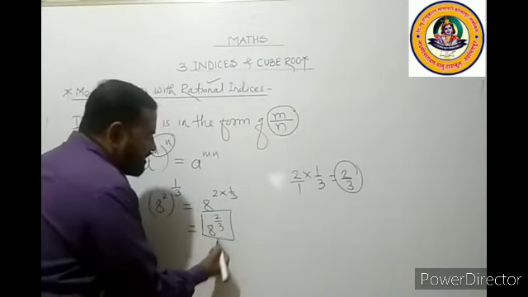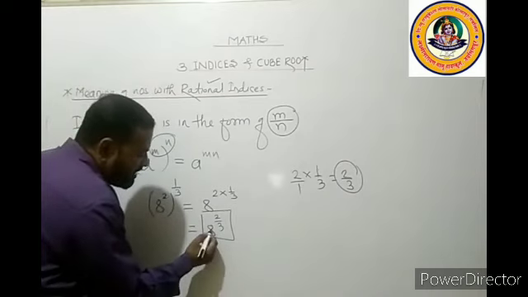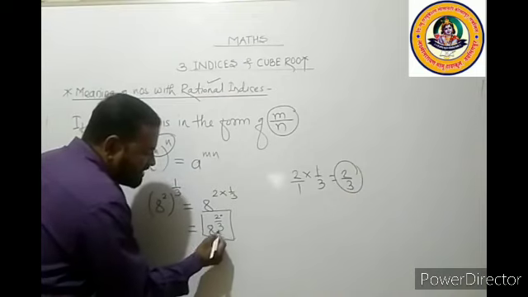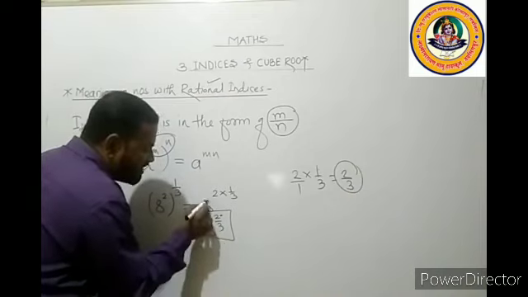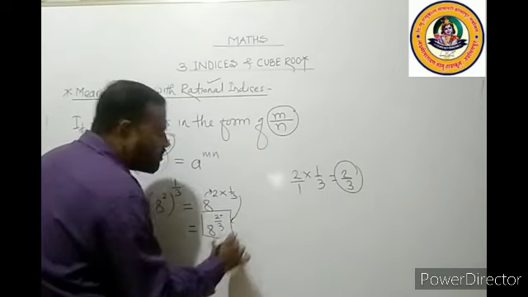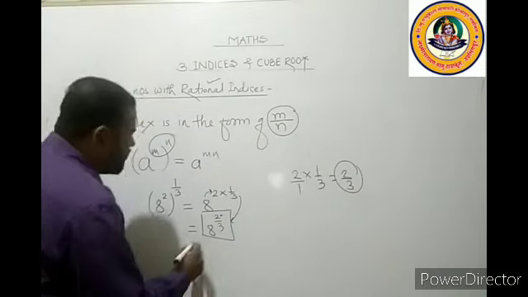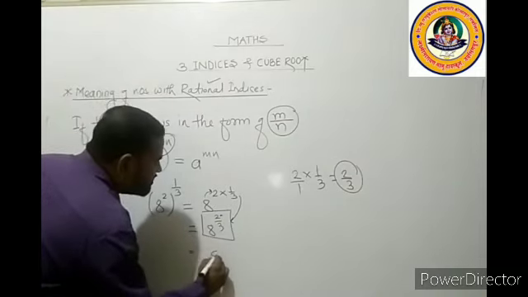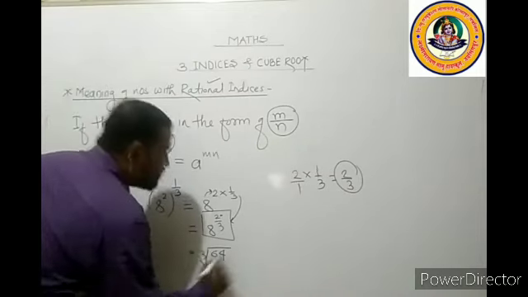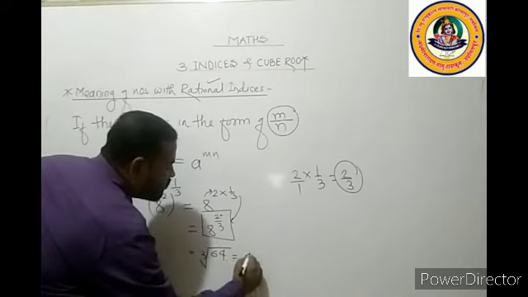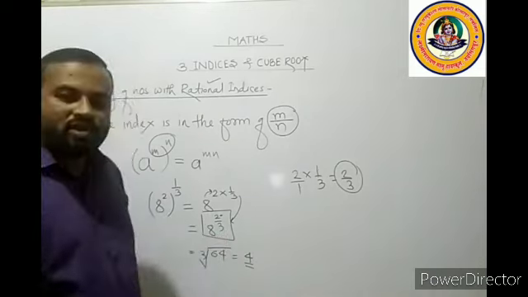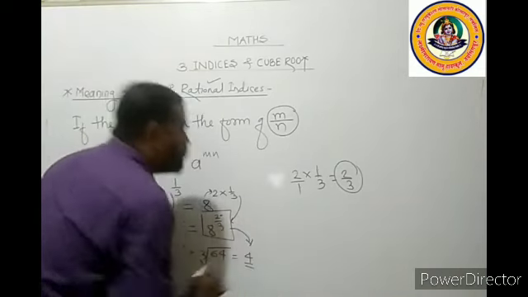What is the meaning of it? It denotes that it is the square of 8 as well as the cube root of 8. When we solve it, we get the square of 8, that is 64, and its cube root is 4. That means 8 raised to 2 by 3 has the value 4.